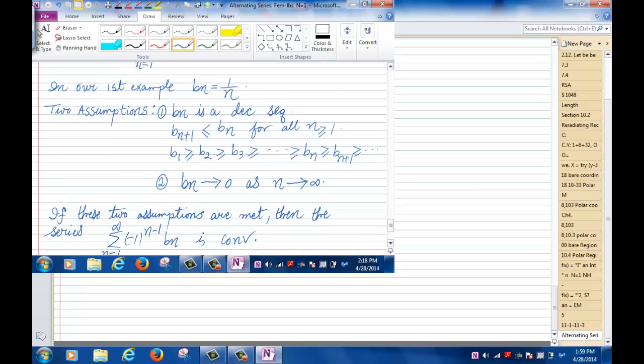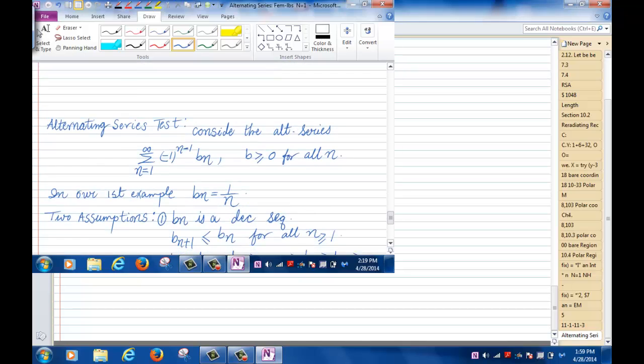What is the test? It is a test to determine whether an alternating series is convergent. So if you are given an alternating series, what do you have to check? You have to check that the limit of the terms is 0 and the terms are decreasing, right? If those two conditions are met, you know that the series is convergent. If one of them is not met, then you cannot say anything. Okay?